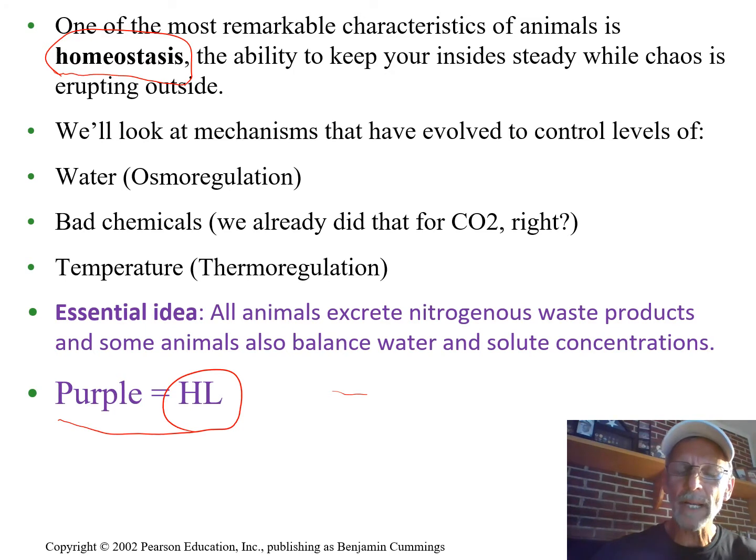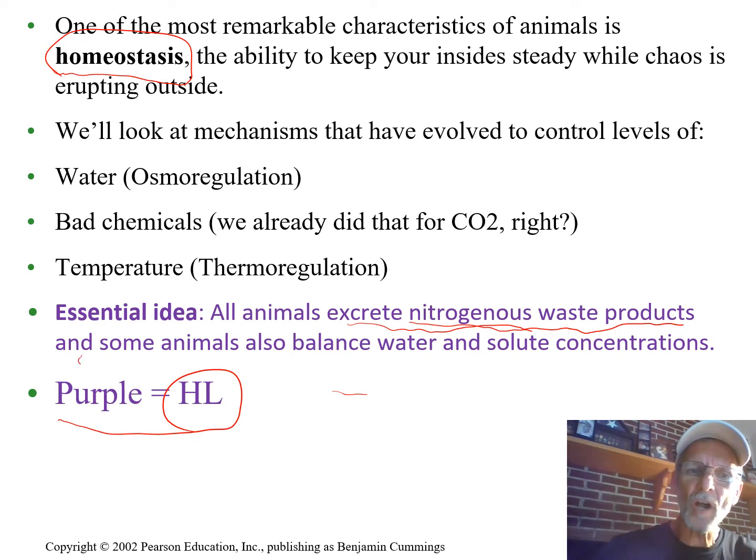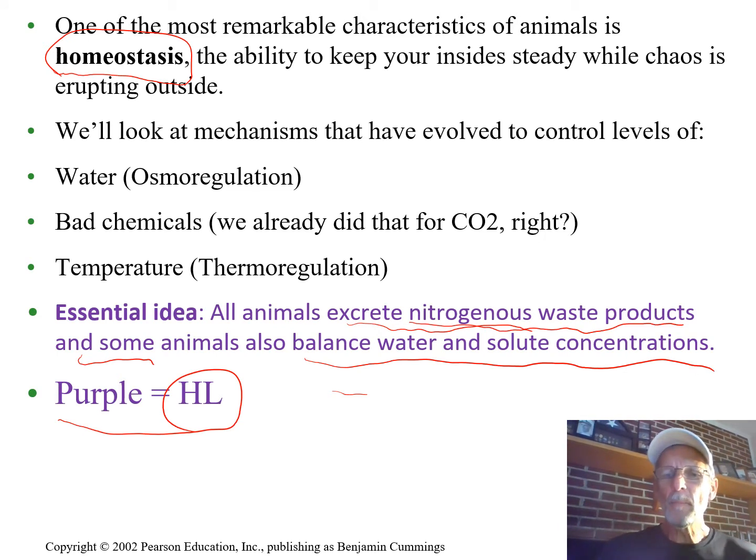All animals excrete some kind of waste products that have nitrogen in them. They come from the breakdown of proteins and DNA, mostly proteins. And then also some, but not all, animals balance water and solute concentrations. Basically, the ones that do that the most are definitely terrestrial ones, since they live in a dry surrounding on land, right? They have to somehow keep a lot of water in them and not lose too much. So these two things very often go hand in hand. That's why they're in the same sentence there in IB land.